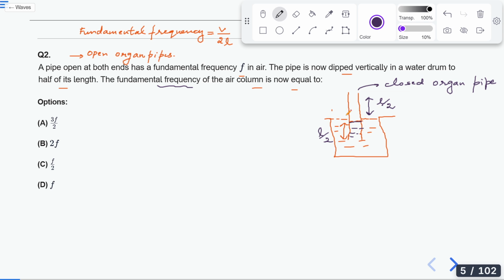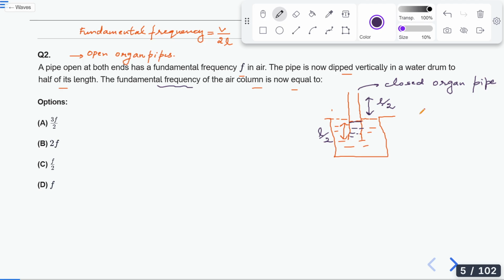So what is the fundamental frequency of a closed organ pipe? Can you tell me? Yes, V by 4L. Now the length is L by 2, not L. In the first case, we had taken the entire pipe, an open organ pipe having length L. Now the length is halved. Now the length of the closed organ pipe is L by 2.